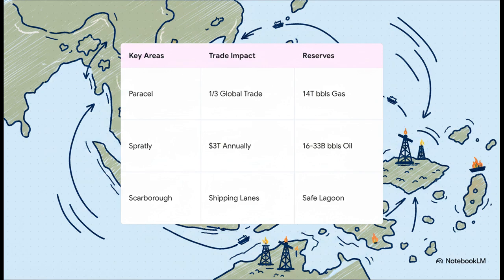And beneath the surface, we're talking about huge unexploited hydrocarbon reserves, an estimated 14 trillion barrels of natural gas, and roughly 16 to 33 billion barrels of unexplored oil. Basically, whoever controls key geographies like the Paracel Islands, the Spratly Islands, and the Scarborough Shoal, well, they effectively control the economic arteries of Asia.